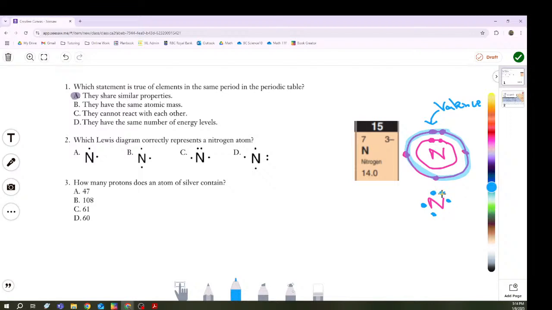My circles aren't very good. There we go. 1, 2, 3, 4, 5. And so therefore we should have picked D. Okay, so when you're doing the Lewis diagrams, as an atom, whatever this is, that's how many electrons you have, but you're only looking at that outer shell.